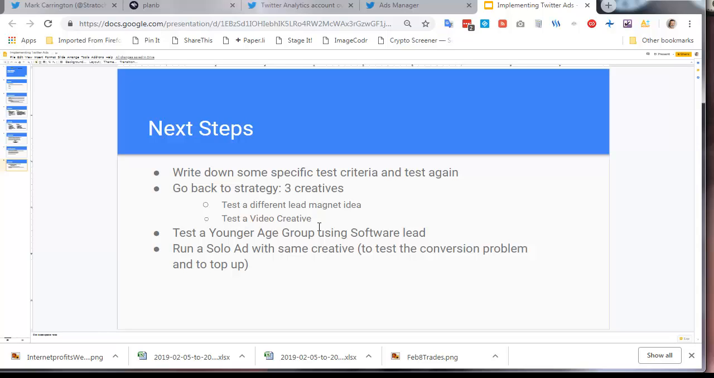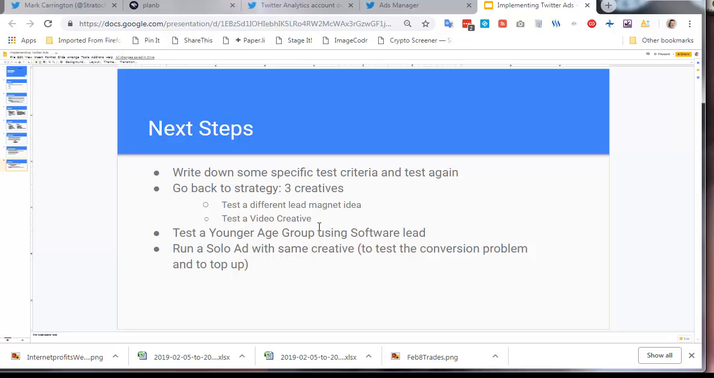So the next steps are to write down some specific test criteria and test them again. So I've laid out a whole bunch of questions there. I'm just going to write those questions down and say, what am I going to measure, and then go and test them out. So that's step one. Step two is to go back to the strategy and run 3 creatives. So we'll leave the existing creative, maybe tweak the existing creative.